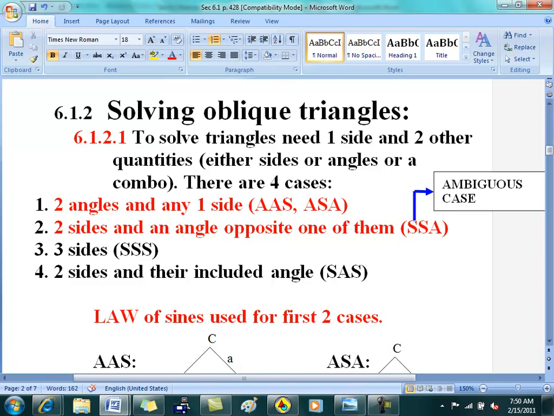Now, the one that is SSA here, seriously, I like to call it ASS, because it is really a pain in the ASS, because it's ambiguous, which means you can have either no solution, 1 or 2. That's why it's the pain in the ASS. Okay, that's why I call it the ASS case. So that's the one we could really watch out for.